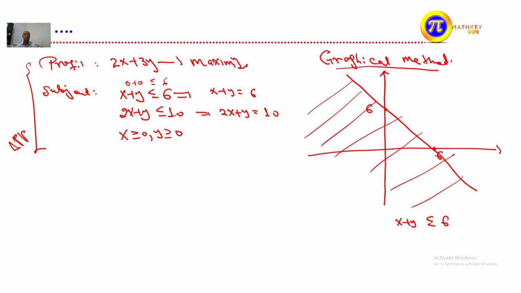Similarly, for the second one, when y is 0, the value of x is 5. Let's consider that this point is 5. When x is 0, the value of y is 10. Let's consider that this point is 10. Still, it is less than or equal to. Since it includes all points on the line, we use a solid line.